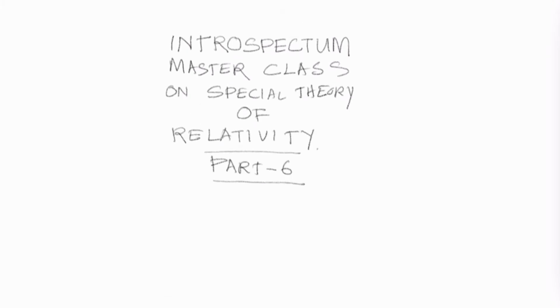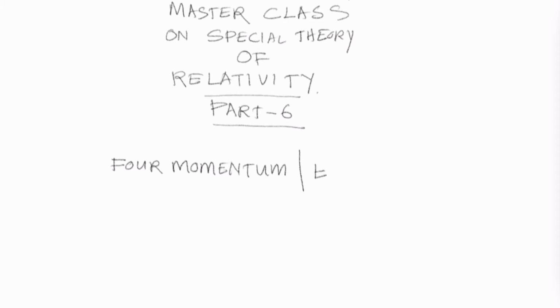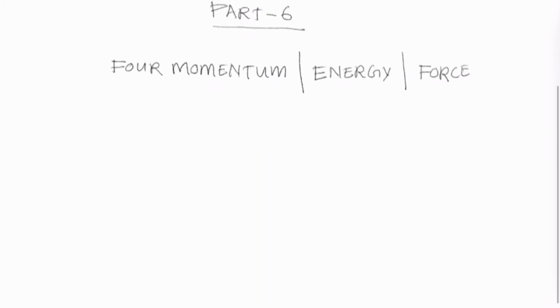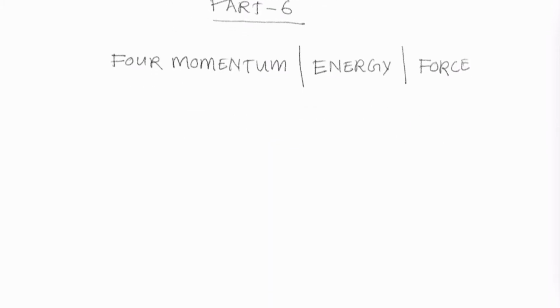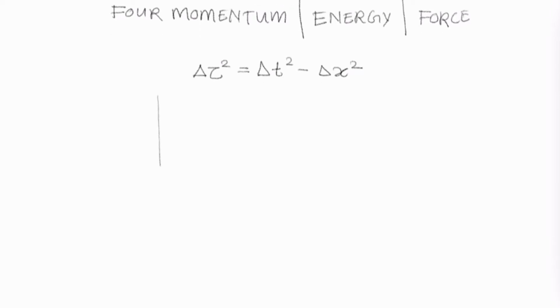For momentum, energy and force. In video 3, we discussed the intimate link between space and time. Delta tau squared equals delta t squared minus delta x squared. So if we take a coordinate system, let x be the space coordinate and t be time. And this is a light ray, x equals t.